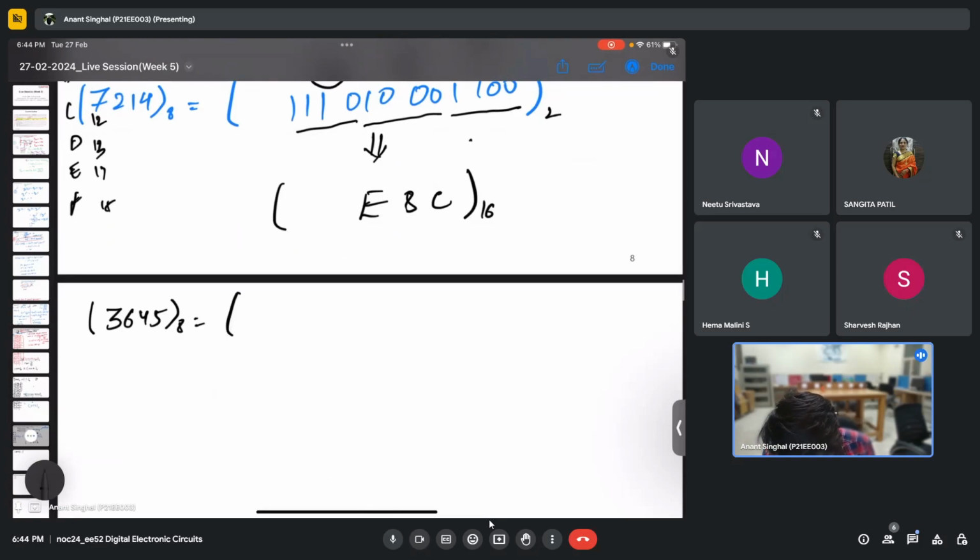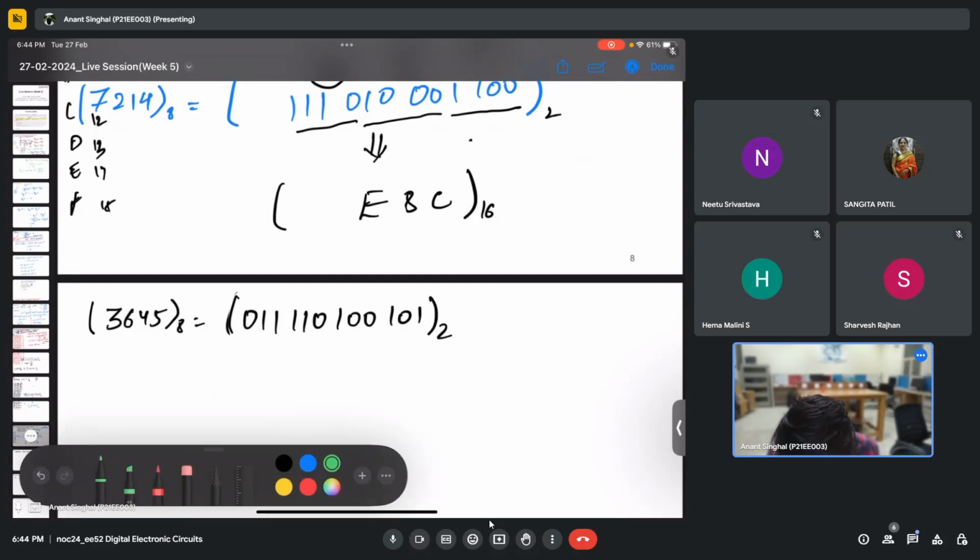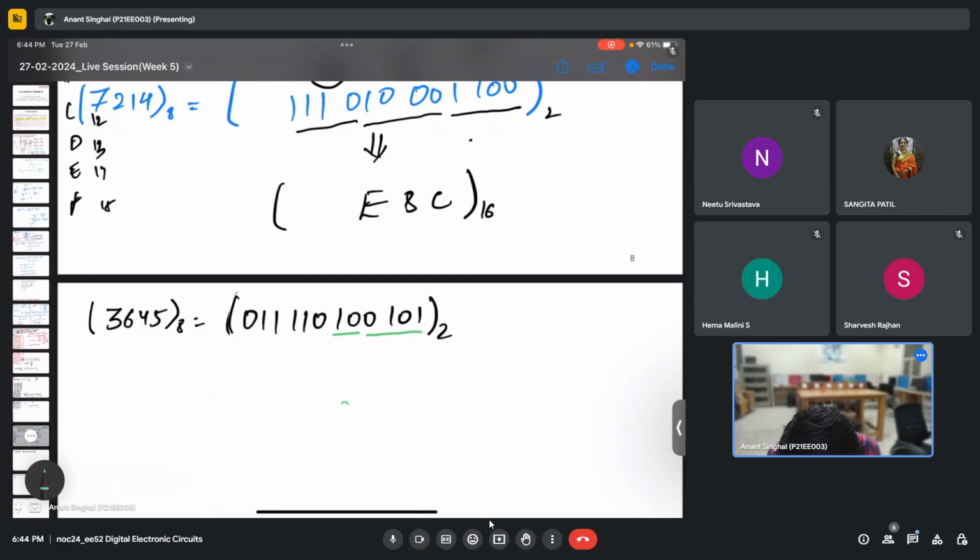So quickly we will write it in binary: 011, then 110, then 100, and 101. Now making a pair of 4. This is again 5. This is 1010, that is 10, so I am writing directly A. And this is 111, that is 7.